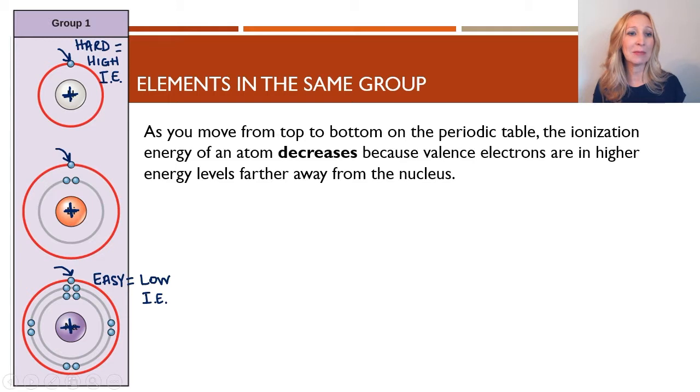So as you move from top to bottom on the periodic table, the ionization energy of an atom decreases. And the reason for this is because valence electrons, those outer ones that are leaving, are in higher energy levels farther away from the nucleus.